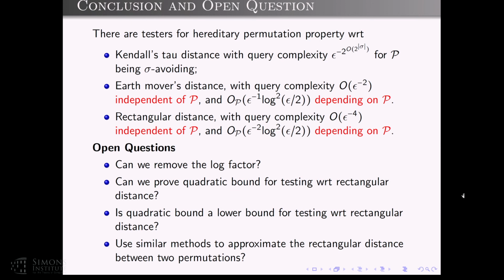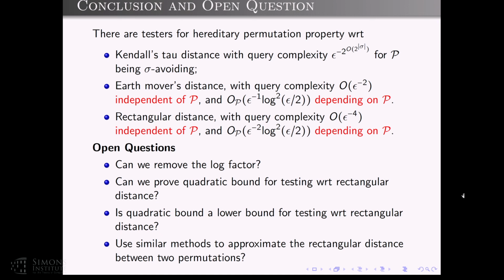The first question we're very interested in is, for the Earth mover's distance, for the bounds depending on the property, can we actually remove the log factor? And the second open question is, can we prove some quadratic bound for testing with respect to the rectangular distance? We obtain this bound because the Earth mover's distance is equivalent to the rectangular distance, and it is easier to work with. For testing with respect to the rectangular distance, we first translate to testing with respect to Earth mover's distance, and by the equivalence of the two metrics, we obtain the bound for the rectangular distance.